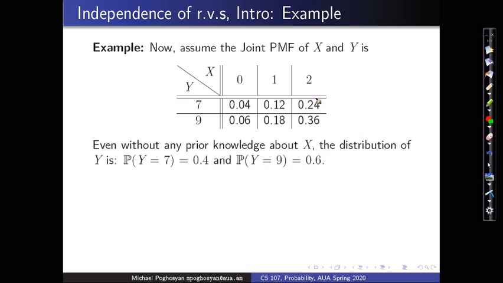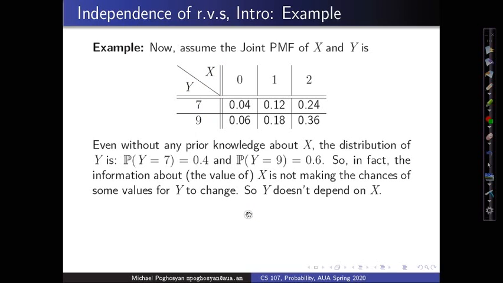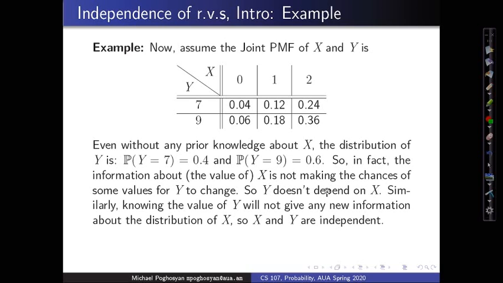So without any prior knowledge about x, or if I know x is 0, or x is 1 or 2, that is not changing absolutely the distribution of y. So that means that knowledge about x, or absence of that knowledge, is not giving anything new to the distribution of y. That's why in this case y doesn't depend on x, and similarly x is not depending on y.